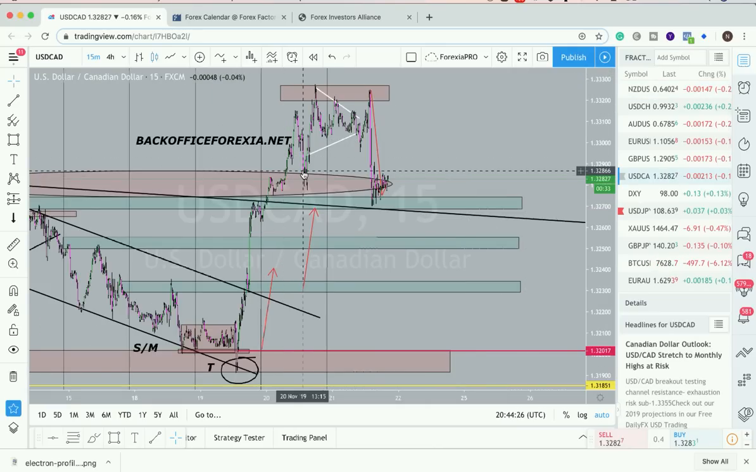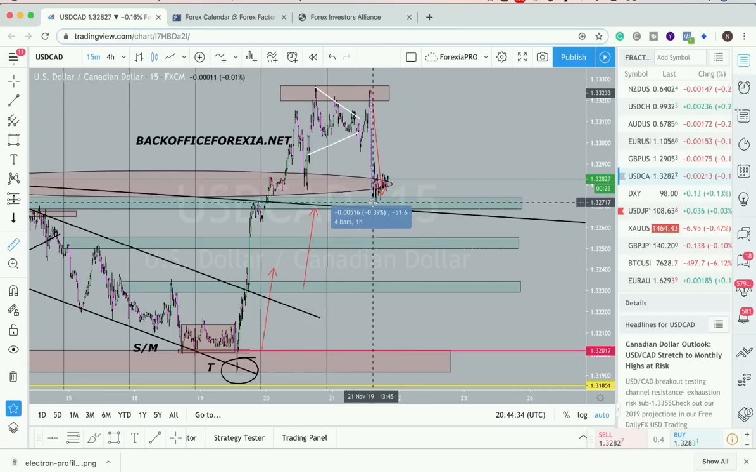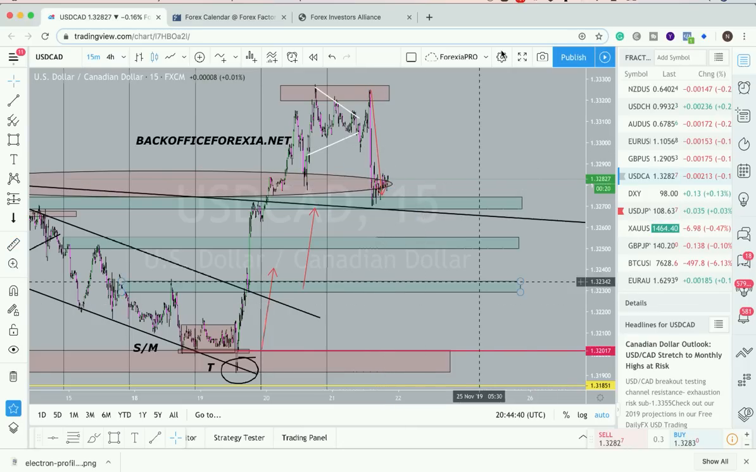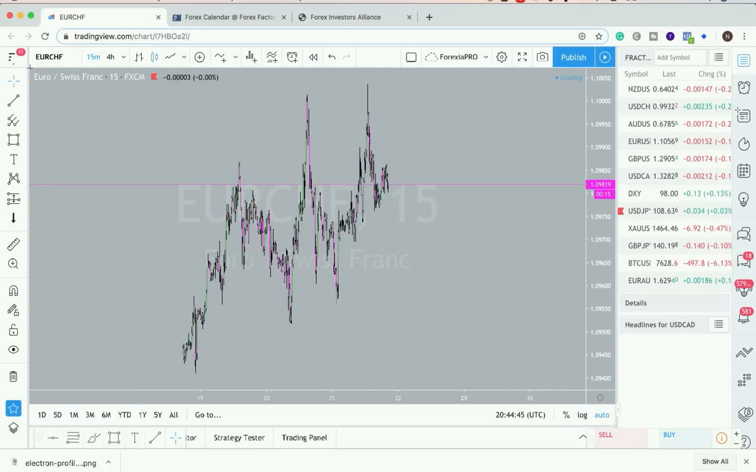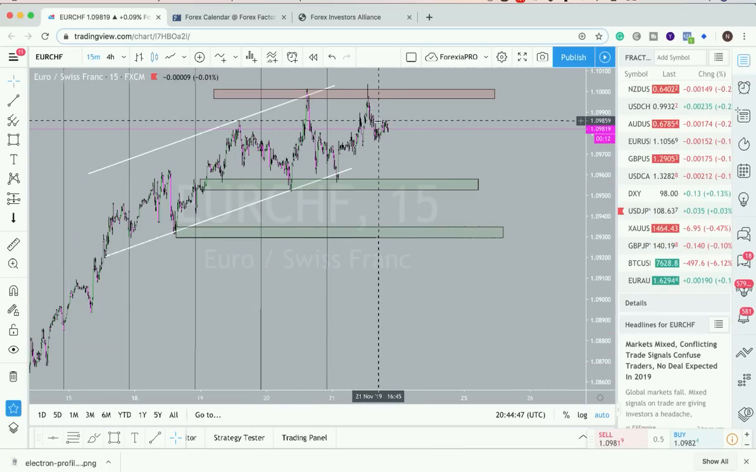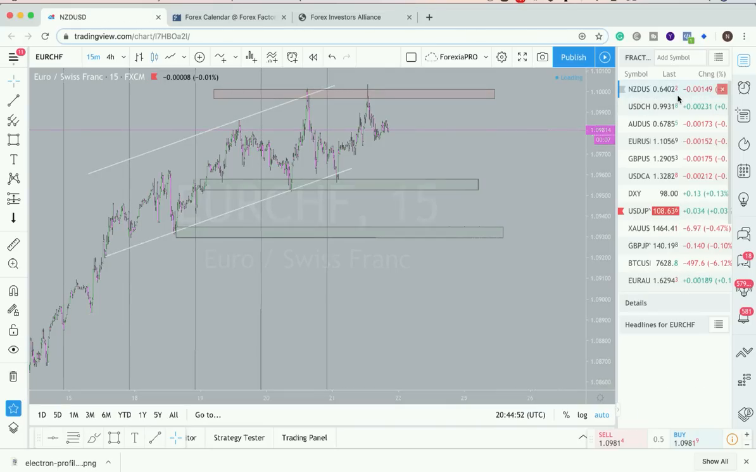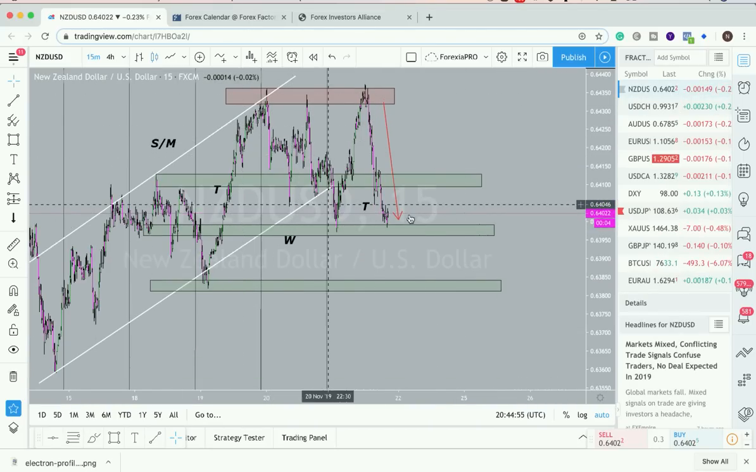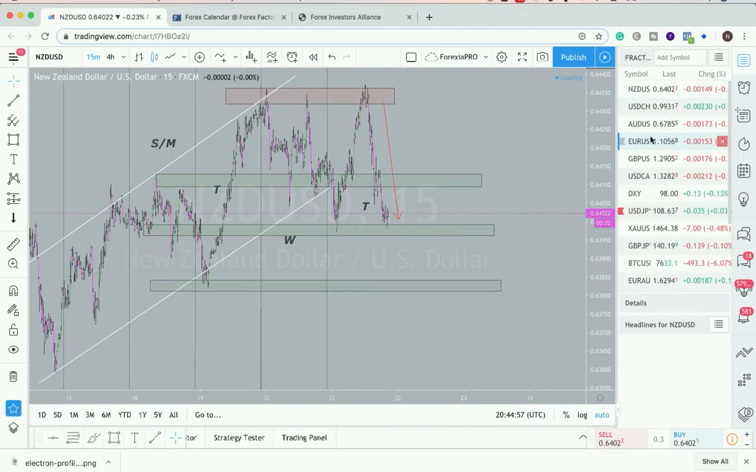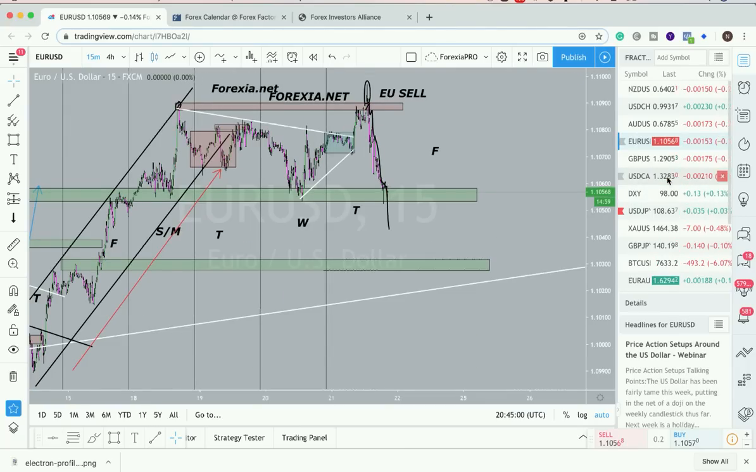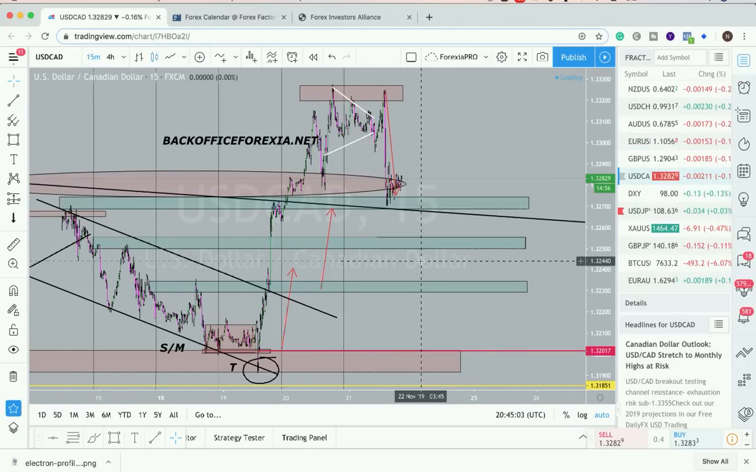USD CAD, sorry, excuse me. USD CAD was really nice. It actually dropped right about 50 pips, right to our zone here. What else did we have? I think we had Euro CHF. I don't think we really called anything there. It dropped a little bit, but it's kind of in consolidation. So 30 pips on NZD USD, about 30 pips on Euro USD, and about 50 pips on USD CAD.